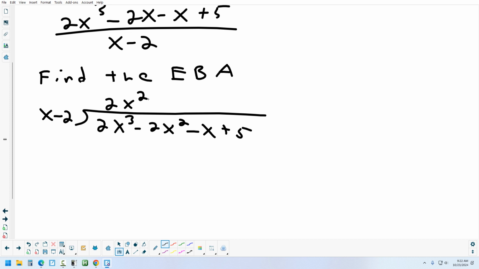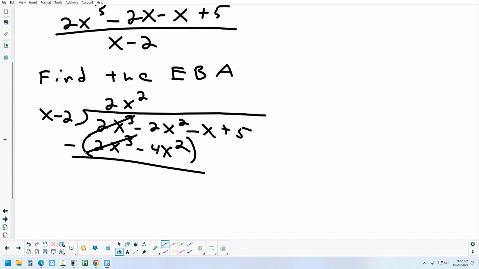Okay. What do we do with the 2x squared now? Multiply it. Yep, distribute it, multiply it back out. What's 2x squared times x? 2x cubed. And 2x squared times negative 2? Negative 4x squared. Okay. Now, what do you do with your columns? Subtract. Subtract them. 2x cubed minus 2x cubed is gone.